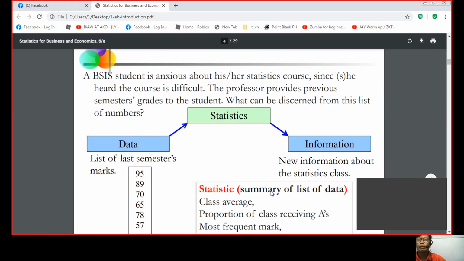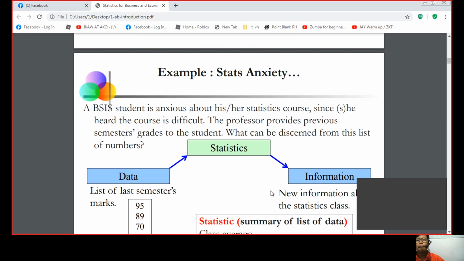Okay? Now, example, a BSIT student is anxious about her statistics course. Since he or she heard the course is difficult, the professor provides the previous semester's grades to the student. What can be discerned from this list of numbers? So sabi, a student daw was anxious kasi mahirap daw yung statistics, which is not actually true. So, gusto niya malaman kung mahirap ba talaga.